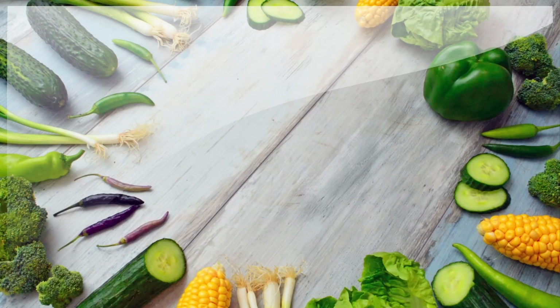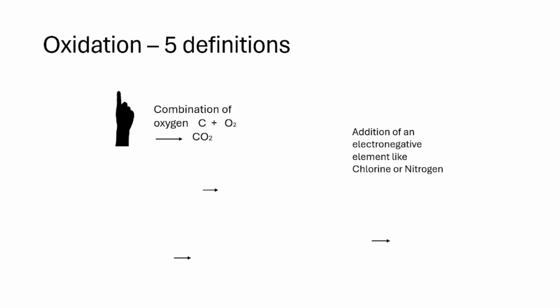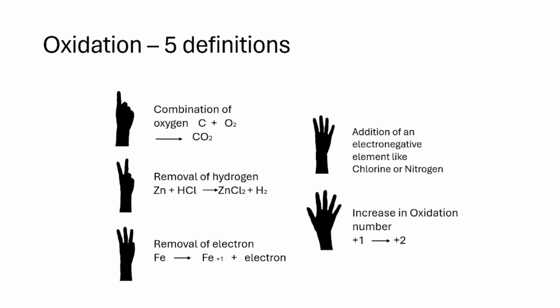There are 5 definitions of oxidation. The first definition is the combination of oxygen. In carbon dioxide, carbon is combined with oxygen. The second definition is the removal of hydrogen. When metal reacts with acid, it forms hydrogen gas. Thirdly, the removal of electrons is oxidation. The addition of an electronegative element, like chlorine or bromine or nitrogen, is oxidation. Finally, an increase in oxidation number is oxidation. Oxidation number is the charge on the atom.